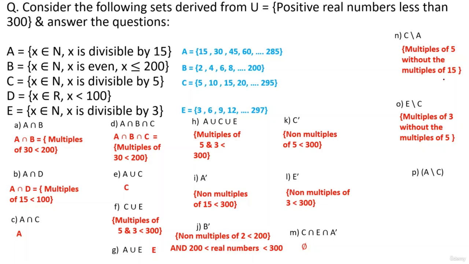Okay, the next one is A/C. Okay, again, elements which are there in A but not there in C. Okay, multiples of 15 without the multiples of 5. Okay, guys, it's impossible, right? Because अगर multiple of 15 है, by default it's a multiple of 5, right? So elements which are there in A but not there in C is practically impossible. Hence, again, the answer is a null set.